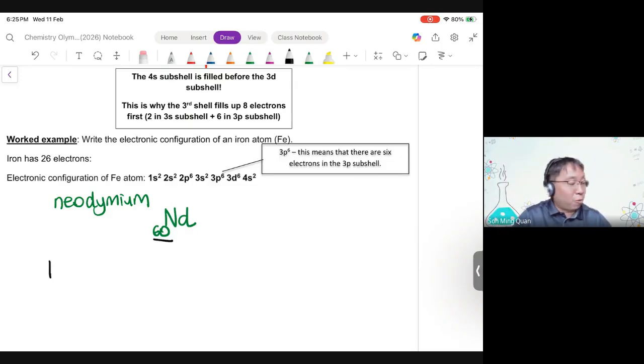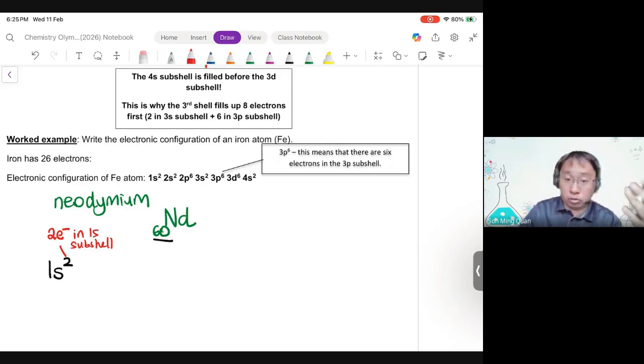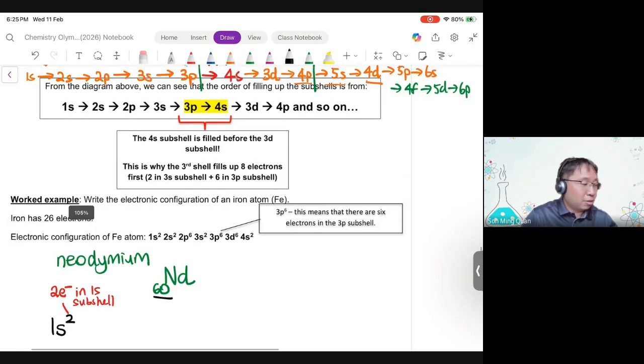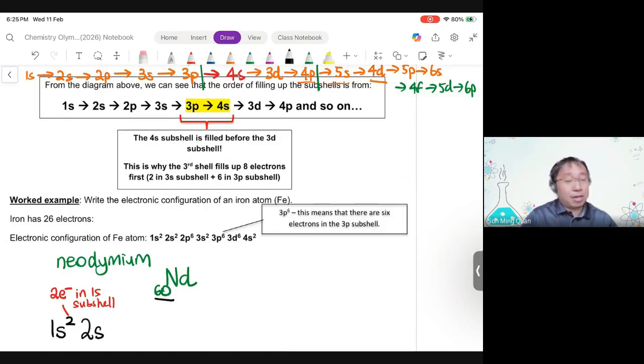First, we start with 1s. The s subshell can only hold 2 electrons. We say 1s². Notice how it's not squared. This means 2 electrons in the 1s subshell. So the number of electrons is written as a superscript above the subshell. We don't read this as 1s squared. After 1s is done, what's the next subshell? The next subshell is 2s. Again, s is always 2. So 2s².